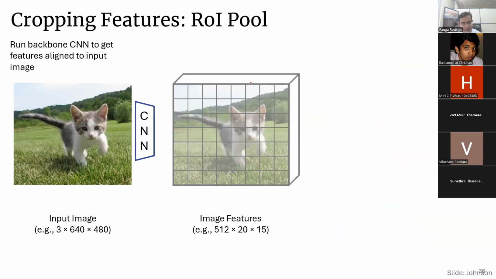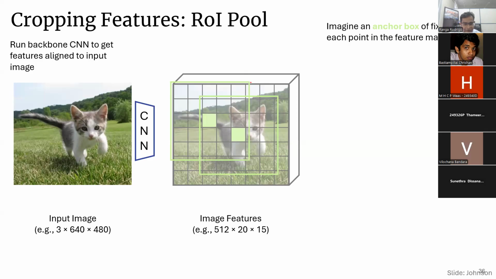Now let's look at cropping features in the ROI pool. Run the backbone CNN to get features aligned to the input image. Image has an anchor box fixed at each point on the feature map. And then you can see the anchor boxes and the feature maps.